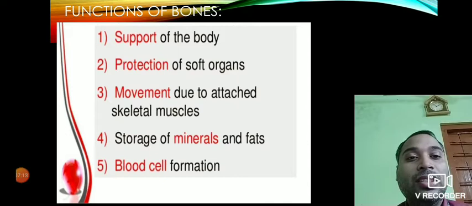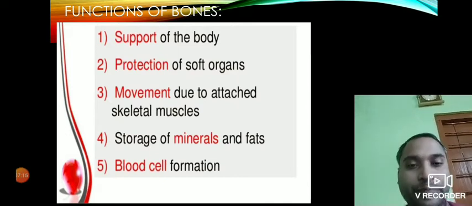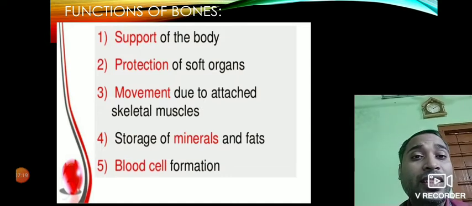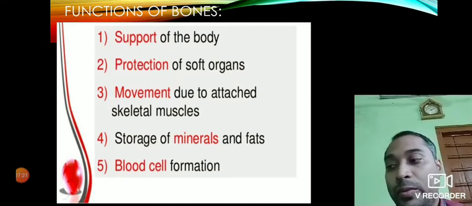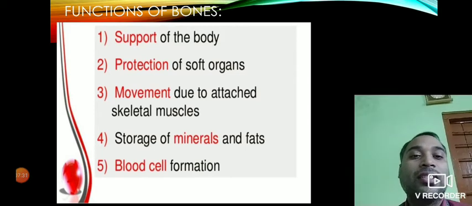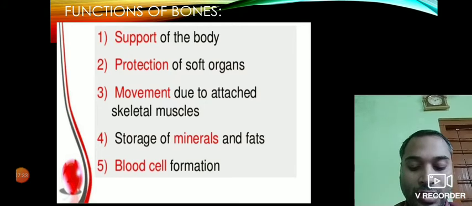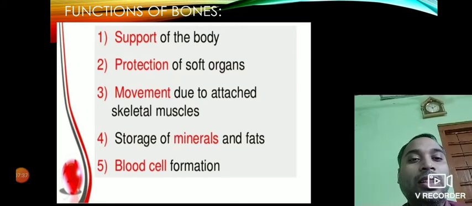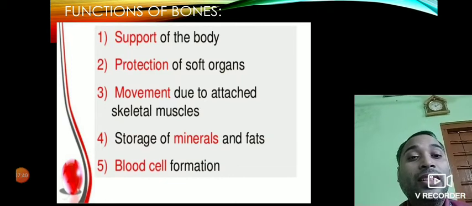Then along with that, storage of minerals and fats. It also stores minerals such as calcium. We all know bones require calcium. For healthy bones, doctors prefer what? They prefer calcium in the diet. We all know calcium is very necessary for the proper health of our bones, so we should always include calcium in our diet.